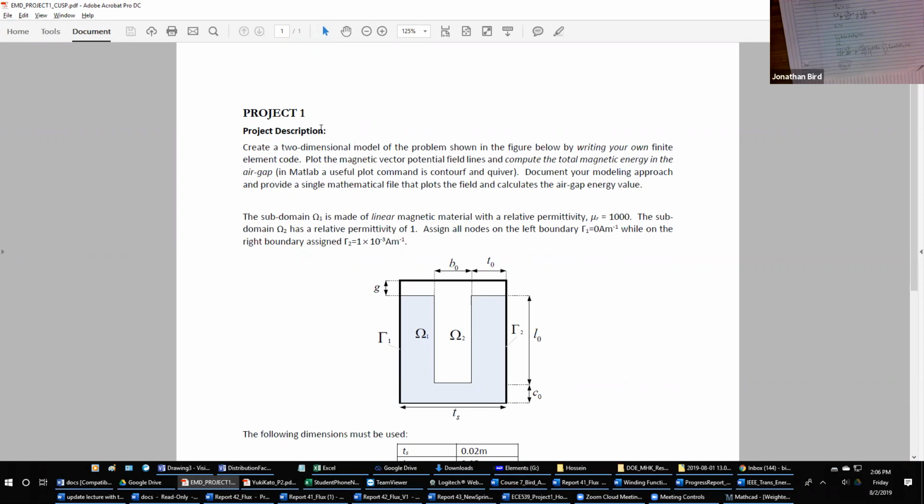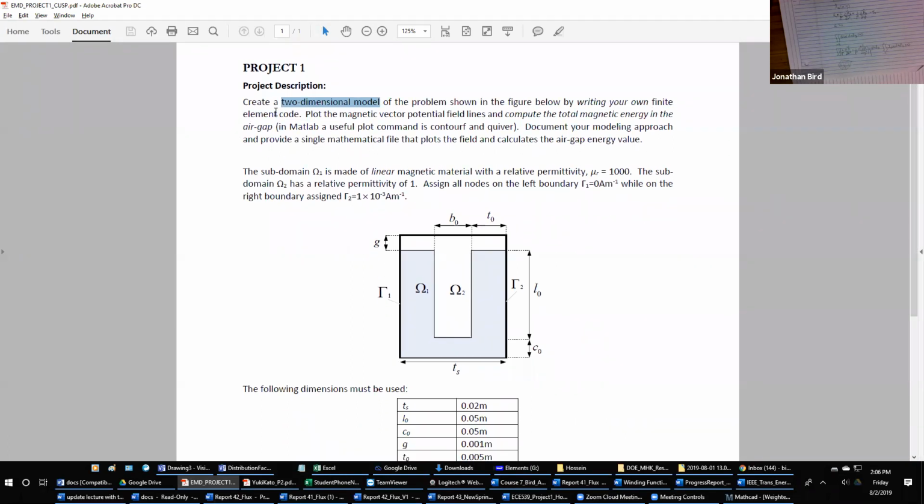So what I've done in the past is I have students solve this problem here. After giving more theory, you have to solve a problem which involves a 2D model shown here. It's made up of two different regions. You've got a magnetic region, omega 1, and an air region, omega 2. And we apply a magnetic vector potential of 0 on one side, and then on the other side, the magnetic vector potential is 1 times 10 to the minus 3.